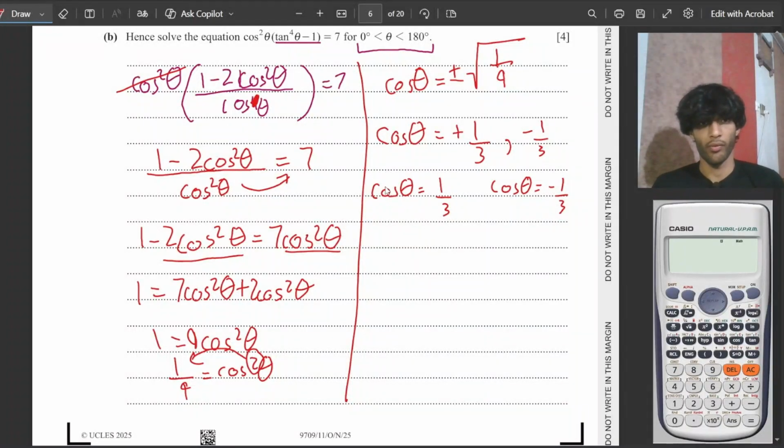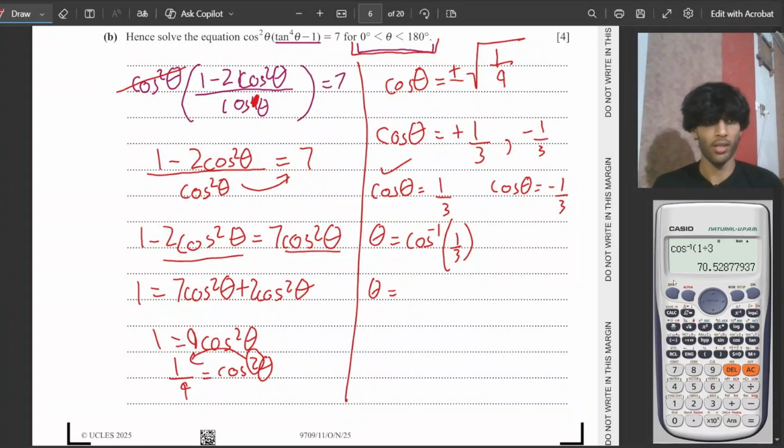So for the first situation, it's really simple. Take the cosine to the other side, so it's going to be cosine inverse 1 over 3. And remember, convert to degrees, because this is the problem that has the value of theta in degrees over here. So cosine inverse 1 divided by 3, that is equal to 70.53. I can round it off to 70.53.